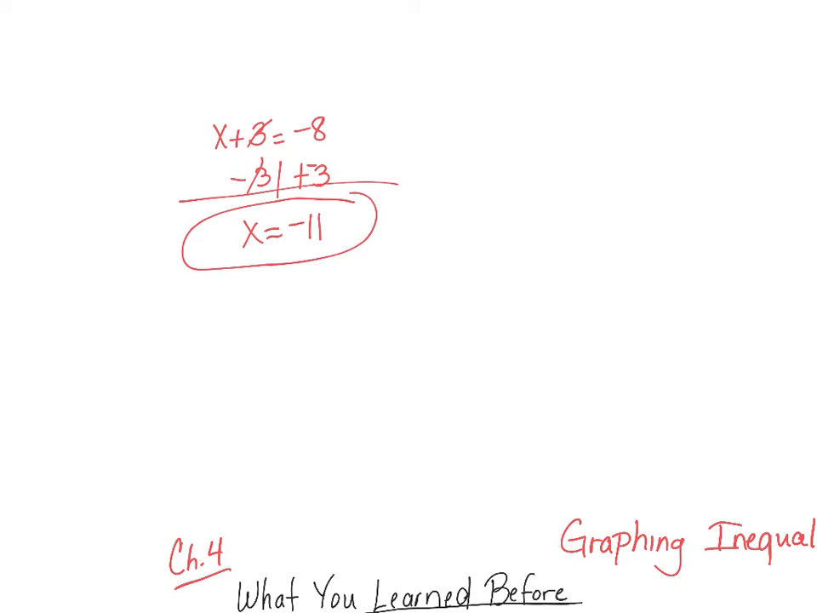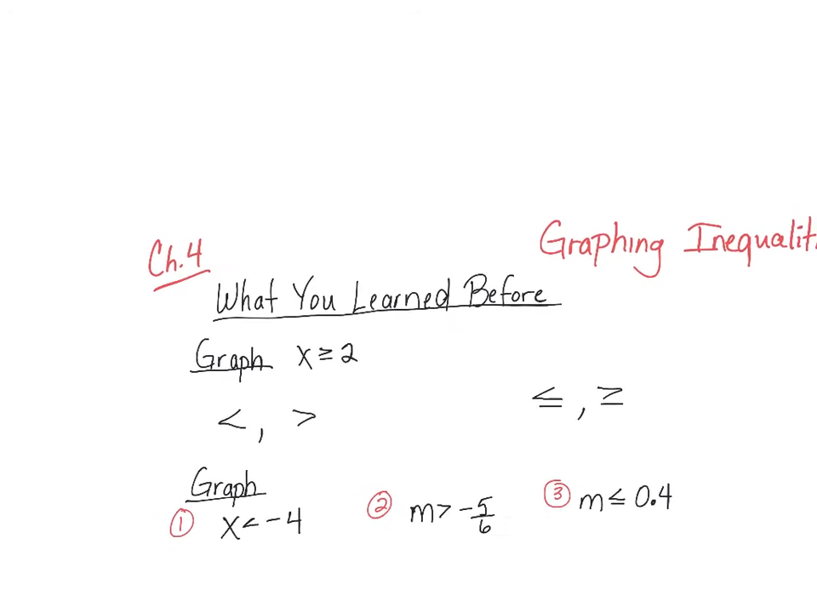How many numbers work for x in this problem? How many solutions are there? How many numbers can I put in place of x to make it equal to negative 8? One. This has one solution, because it says x equals negative 11. That has one solution. We are looking at inequalities now.